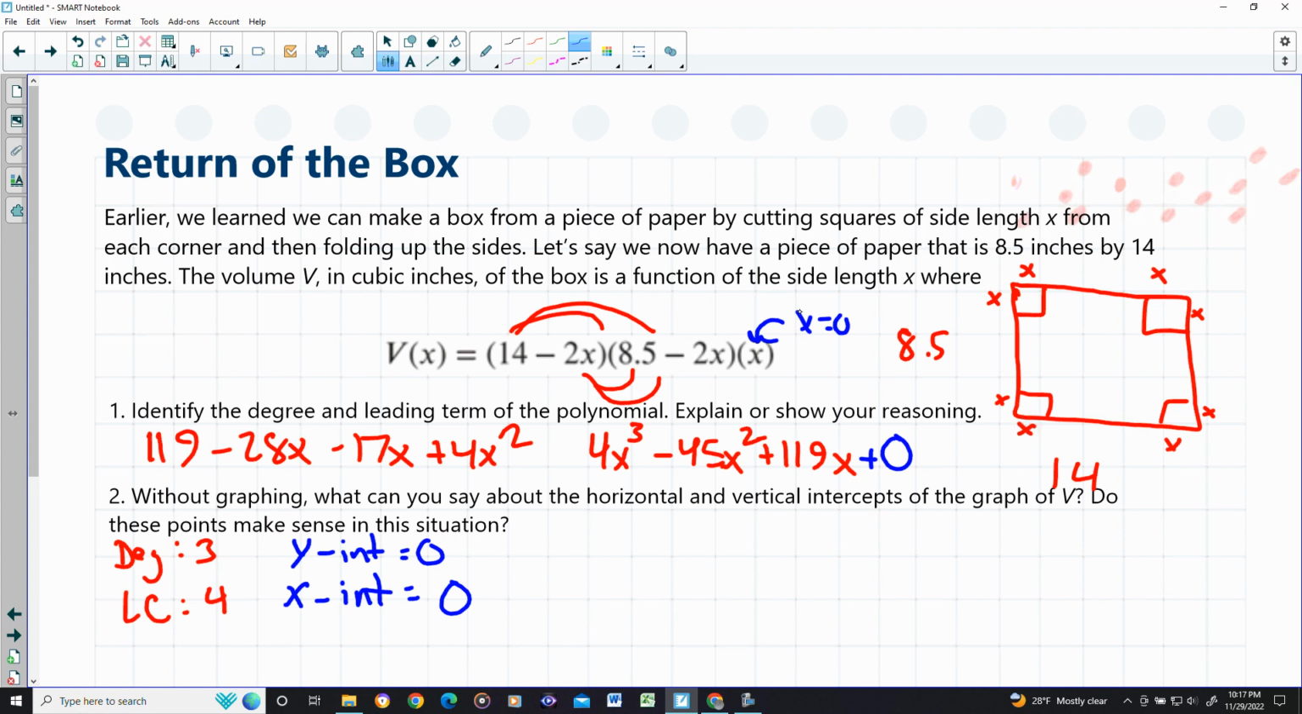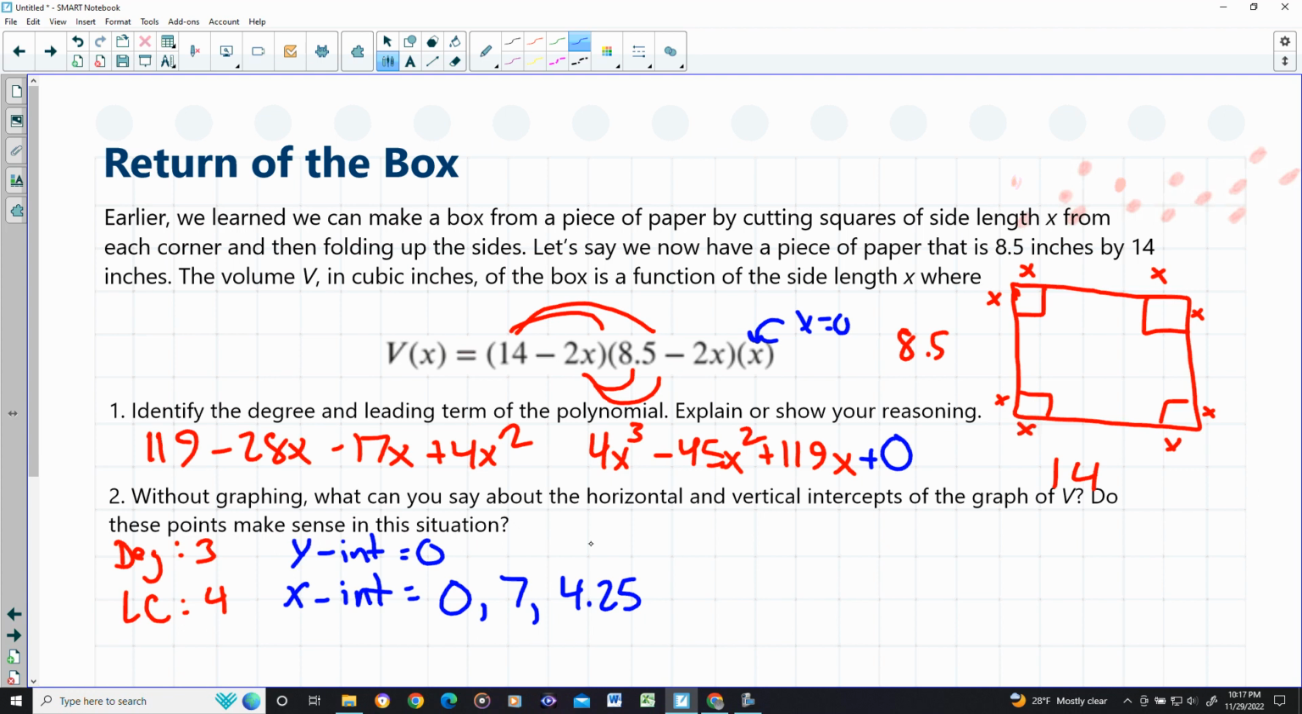Okay, what else is an x-intercept? From this first factor, it looks like 7 is a possible one as well, because 14 minus 14 is 0. And what about this one? It's going to be negative 8.5 divided by -2, which is 4.25. That is the other x-intercept, because 2 times 4.25 is 8.5, and then subtracting from 8.5 gives 0.